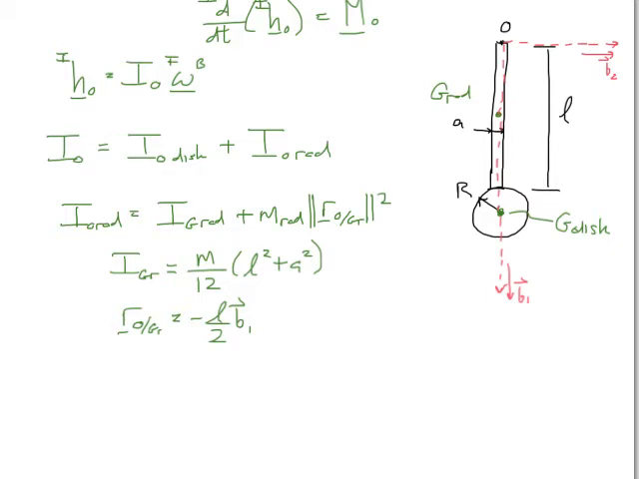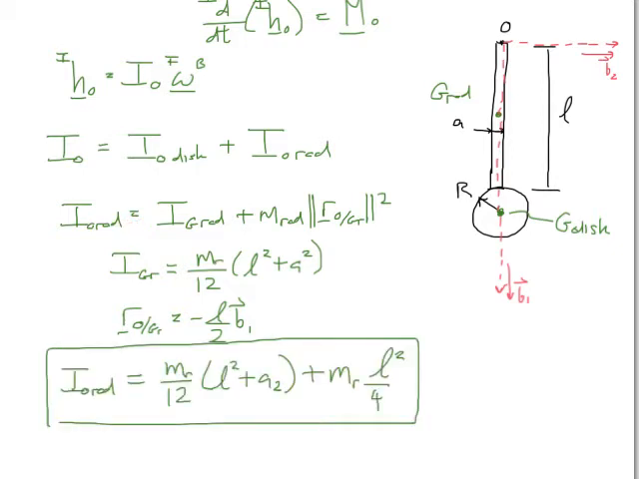Now we plug in these expressions into our parallel axis theorem to calculate the moment of inertia of the rod about point O. And we obtain the expression of m_r divided by 12 multiplied times the quantity L squared plus A squared, plus the mass of the rod m_r multiplied by, and this is the norm squared, L squared divided by 4.